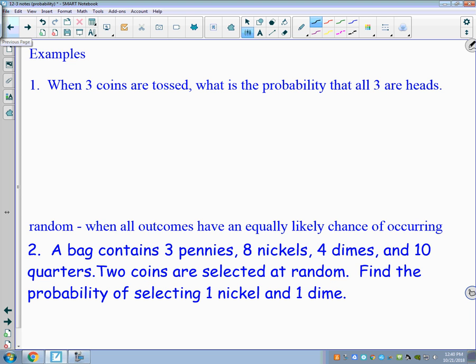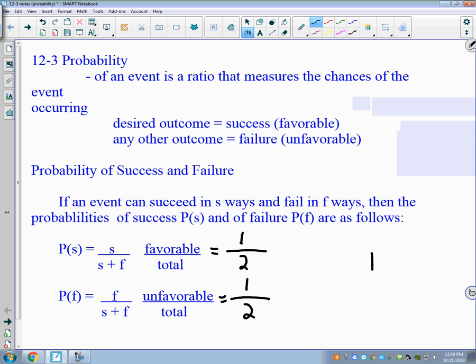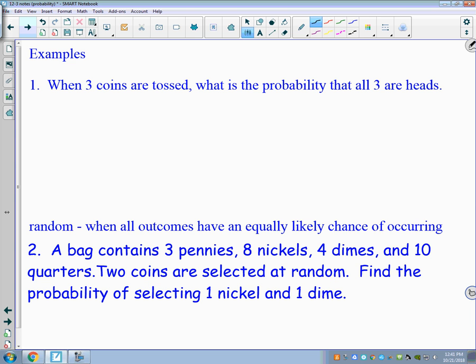Things to think about with probability, I don't think that's on here, but remember that probability is always going to be between 0 and 1. So the probability of some event happening is always greater than or equal to 0, but less than or equal to 1, because it's a 100% chance or a 0% chance of it happening. So make sure your answers are always between 0 and 1.